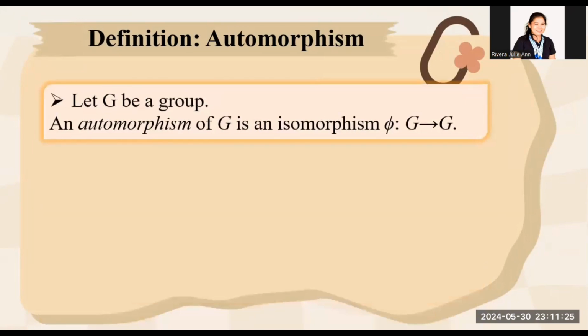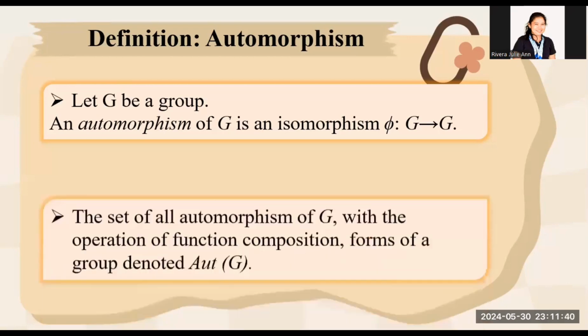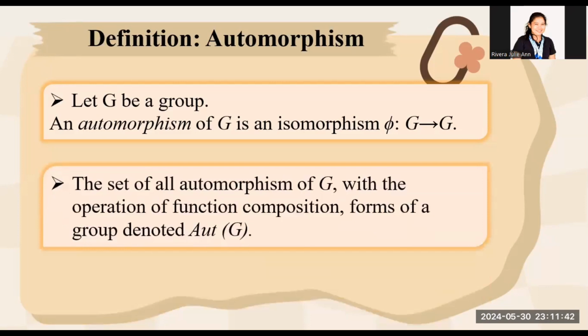So first we let G be a group. An automorphism of G is an isomorphism when group G maps to itself, G to G. The set of all automorphisms of G, with the operation of function composition, is a group denoted by Aut(G).